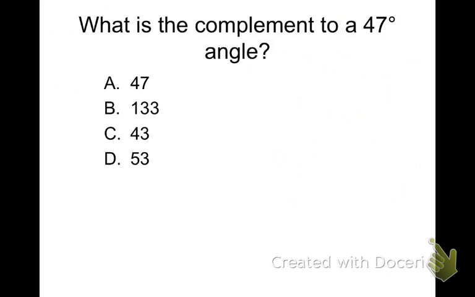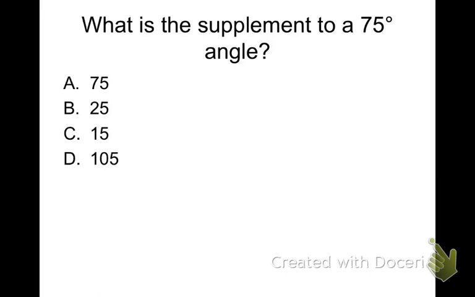Question, what's the complement to a 47-degree angle? Complementary angles add to 90 degrees, so 90 minus 47 gets us 43. How about the supplement to a 75-degree angle? Supplementary angles add up to 180, so 180 minus 75 is how we find its supplement, and that's 105.